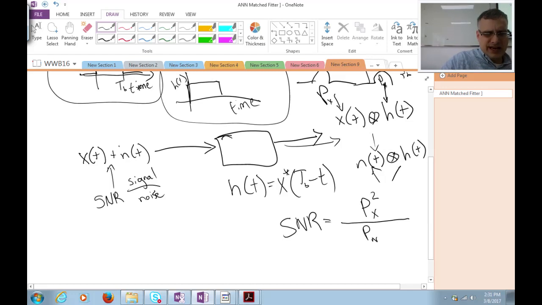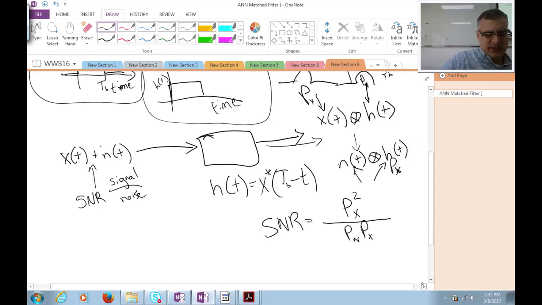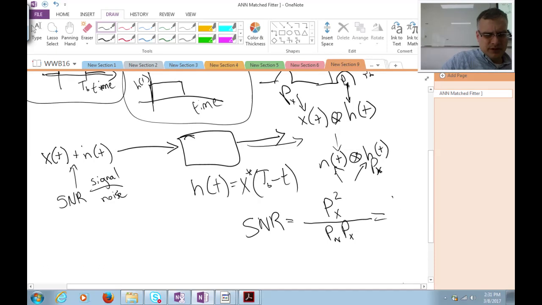In this case, I've got a P of N, and I have another function that has a power P of X. I have a P sub N times P sub X in the bottom. P of X cancel, so what I'm going to get really is P of X over P of N in a static matched filter.